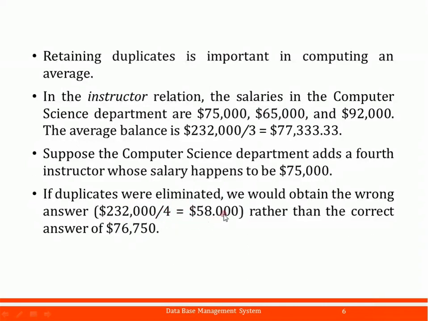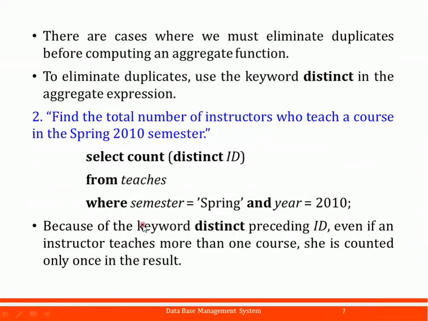So when you are removing this, you will be finding the average upon 3 tuples, so you will get the average as 55,000. But the correct answer would be all these values together with 75,000 divided by 4, so it will be 76,750. So that will be the result. So in average, you should not remove the duplicates. There are cases where we must eliminate the duplicates before computing aggregate function.